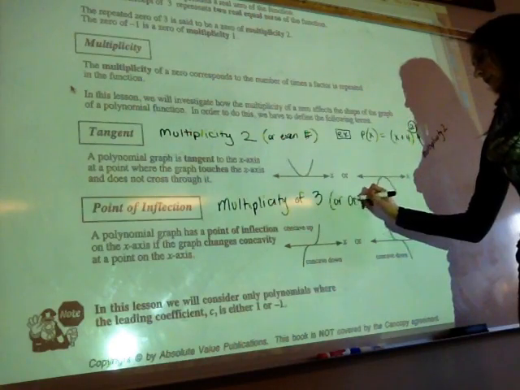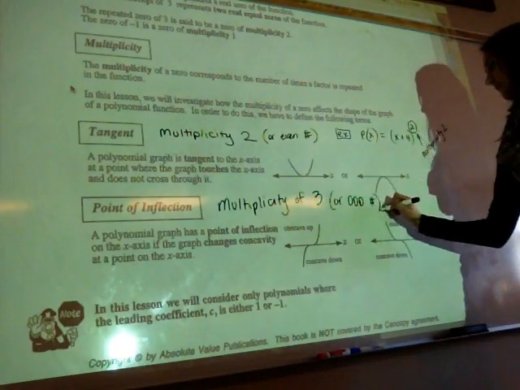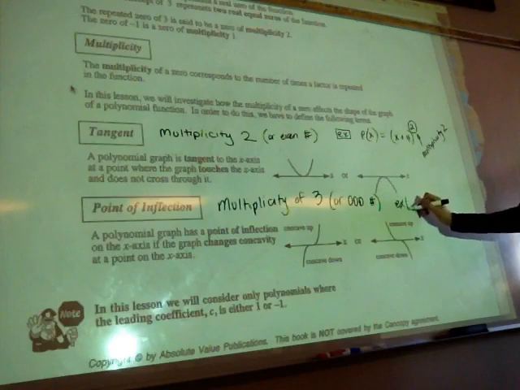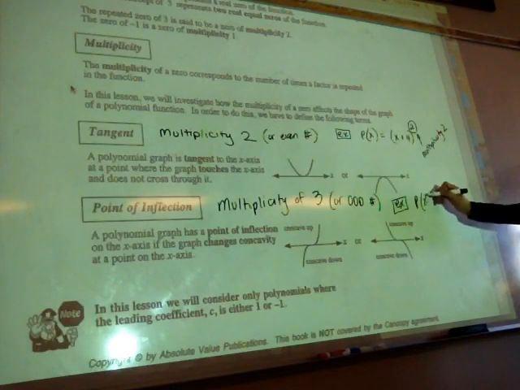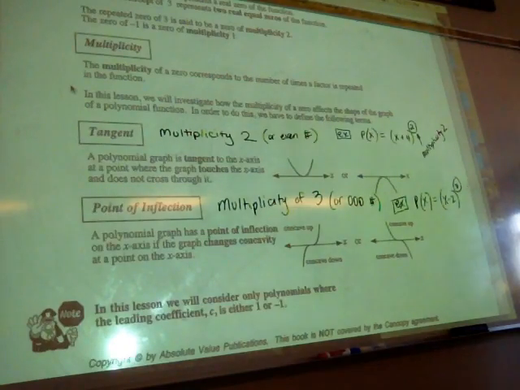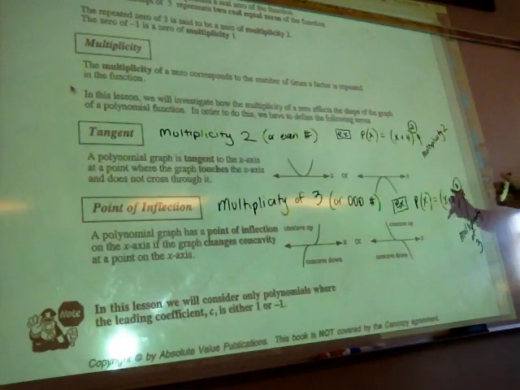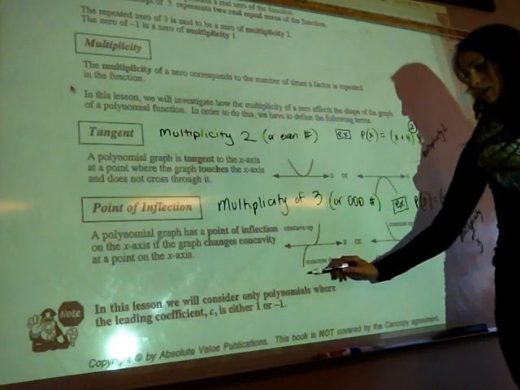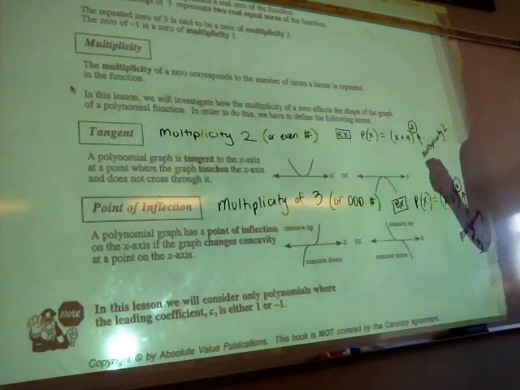Or odd number. So for example, if you ever had a polynomial where you had x minus 2 and the exponent was 3, this would be telling us you have a multiplicity of 3. And if we have an odd multiplicity, like 3 or 5 or 7, what we have is a point of inflection. A point of inflection will have a change in direction on the x-axis.